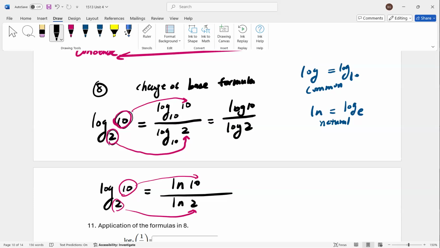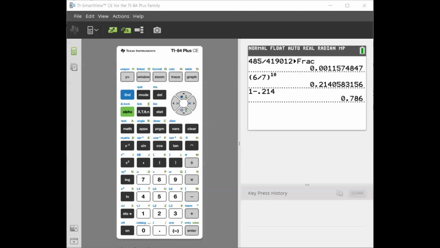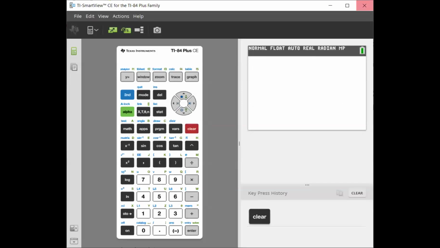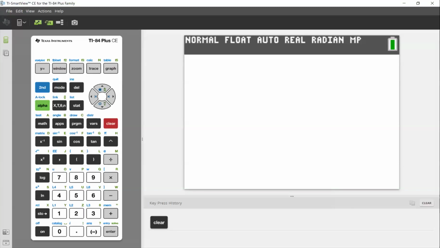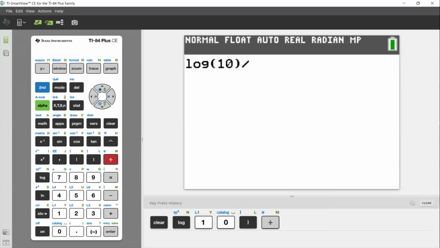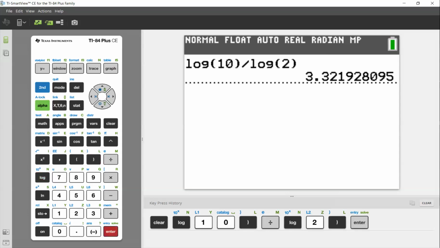Okay, let me stop sharing the notes and I can share the calculator and quickly show you what's going on. This is log, a common log. The base actually is 10, even if you don't see it. So you do common log 10, and divide by common log 2. That's the result. That's the value of log with base 2 of 10.